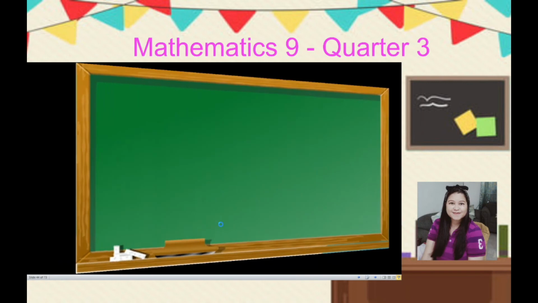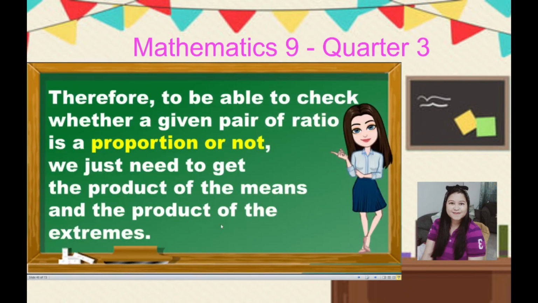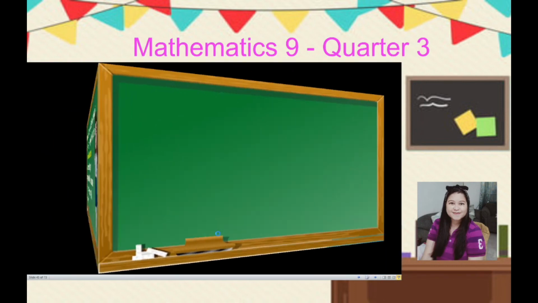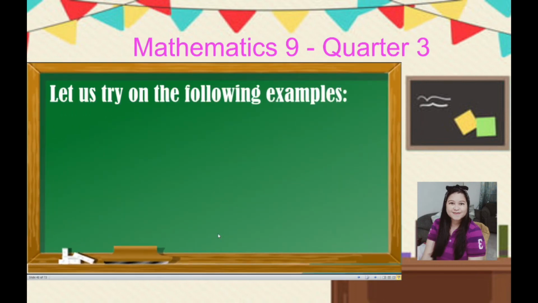So therefore, to be able to check whether a given pair of ratio is a proportion or not, we just need to get the product of the means and the product of the extremes. So, para ma-check natin kung yung binigay na equality between two ratios ay proportion or not, kuhanin lang natin yung product ng means at saka yung product ng extremes. So, let's have examples for that.